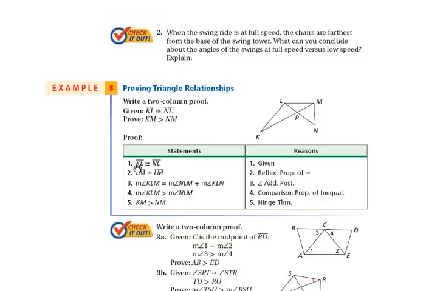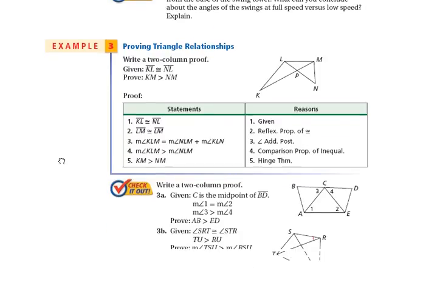So we're given that KL and NL, those two are congruent, and LM is congruent to LM by the reflexive property. And then we have our angle addition postulate right here, and then our comparison property of inequalities, and then finally the hinge theorem to show that KM is greater than NM.